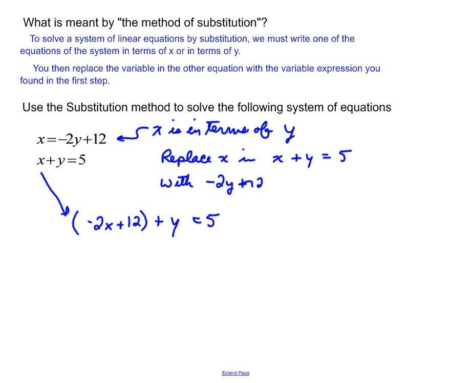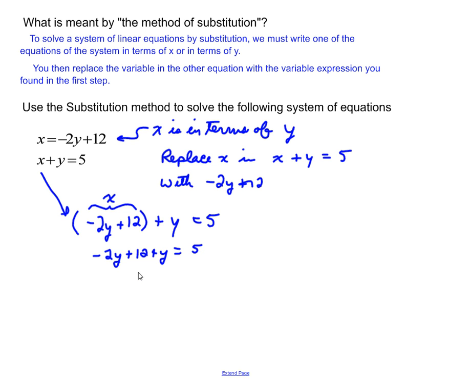And I made a mistake there. That's not negative 2x, that's negative 2y. Oops, negative 2y, right? We said that x was equal to negative 2y plus 12. So here it is. That's what x is, right? All we're doing is just replacing it. So now we've got a perfectly nice equation that we can solve in terms of y, right? If we just drop the parentheses, at least in this case, negative 2y plus 12 plus y will equal 5.